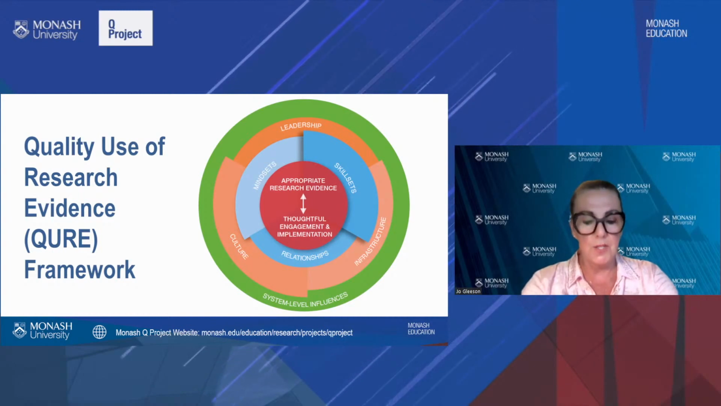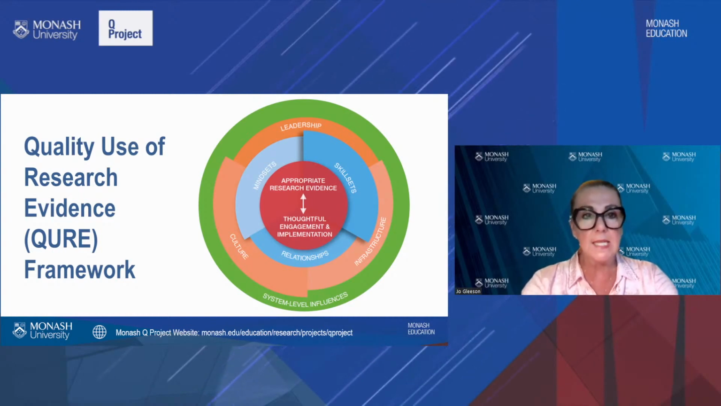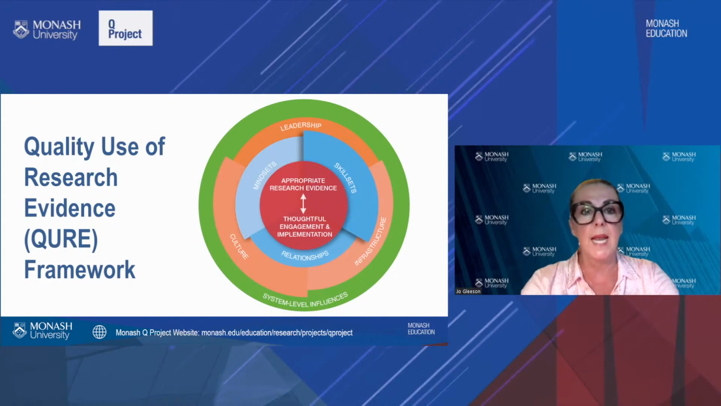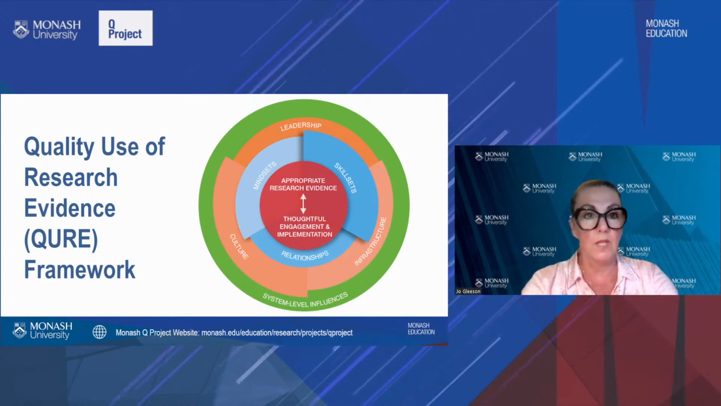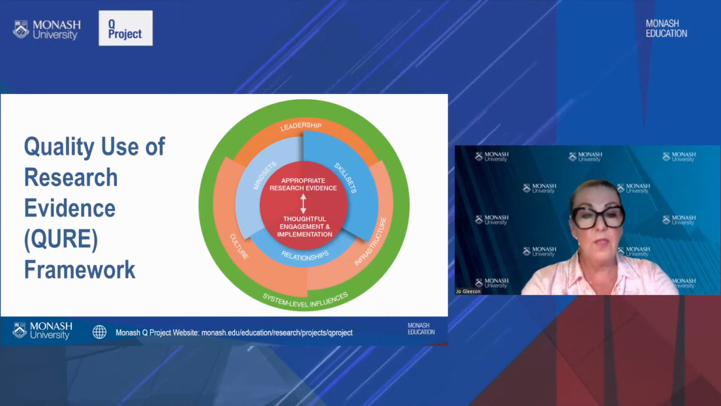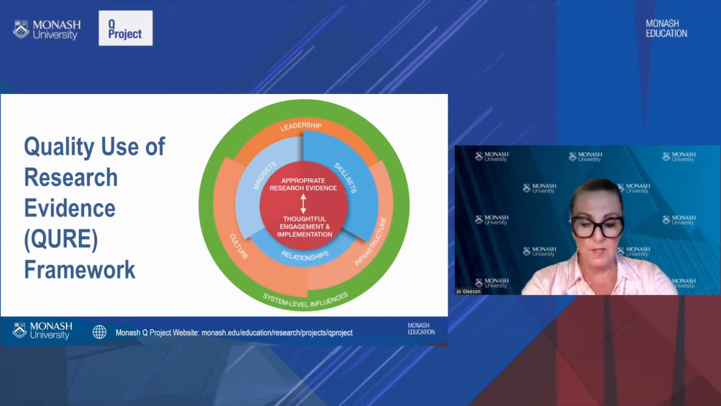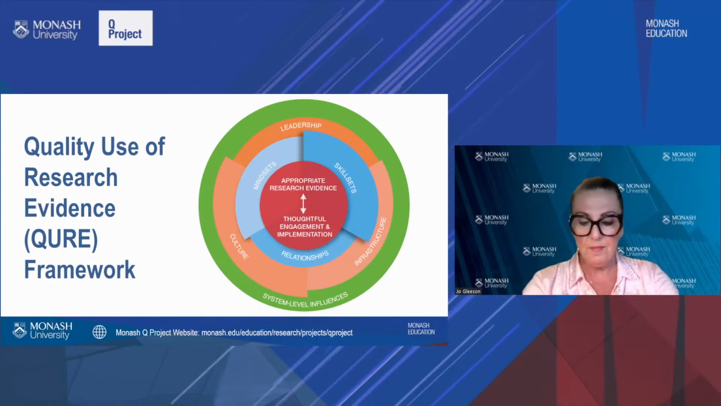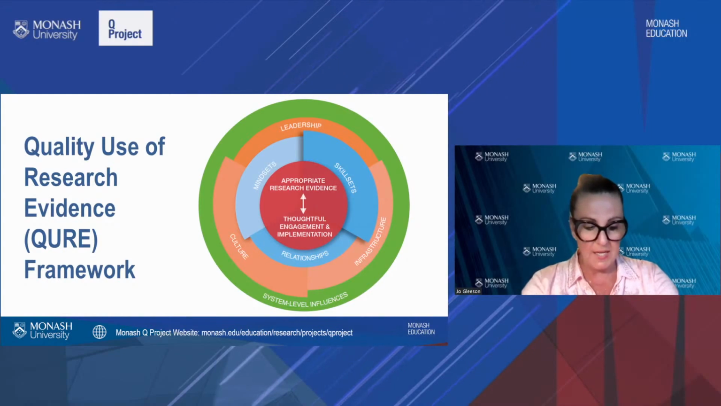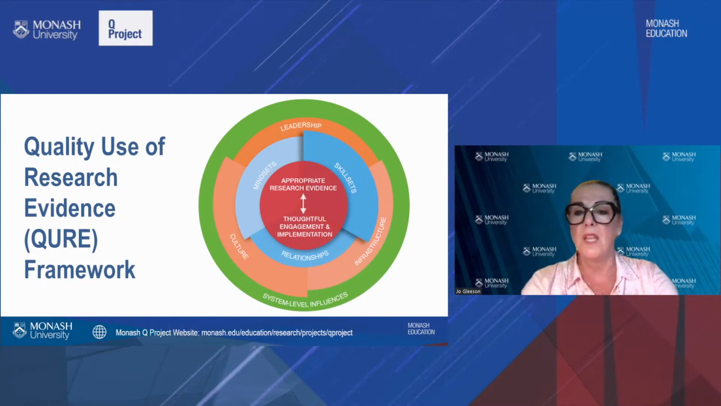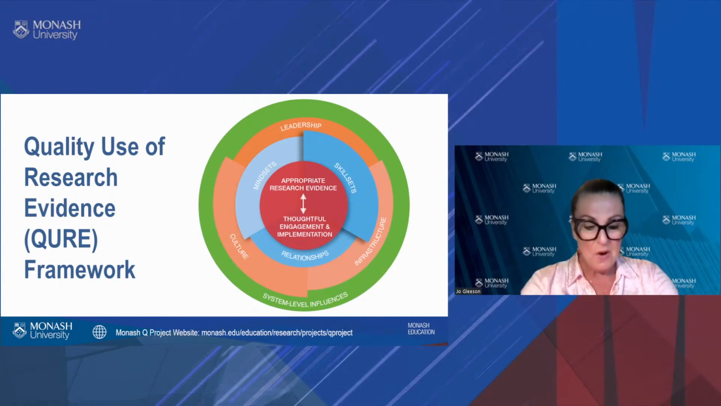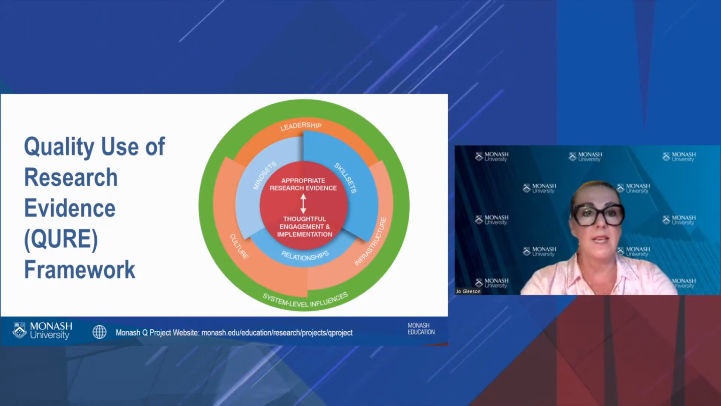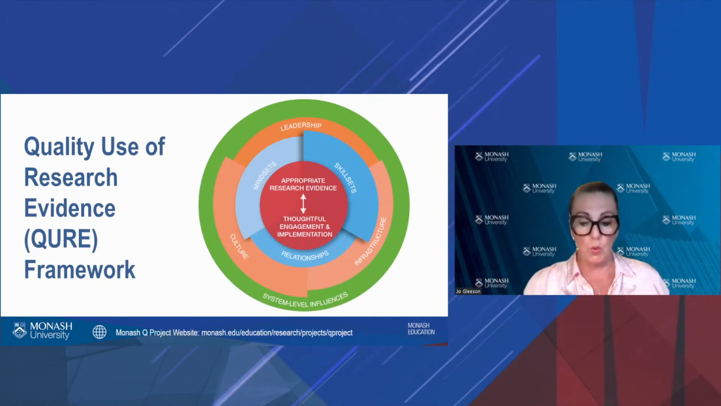Quality research use is then supported or facilitated by 3 individual enabling components: skill sets, mindsets, and relationships. And 3 organisational components: culture, leadership, and infrastructure. These components are situated within a complex system of influences. Tonight, we're focusing on the key organisational enabler of school leadership.